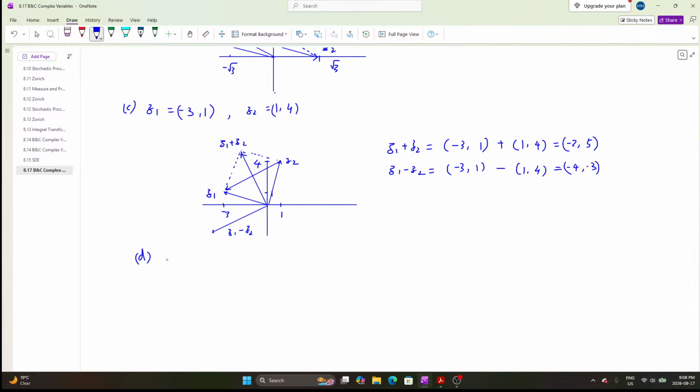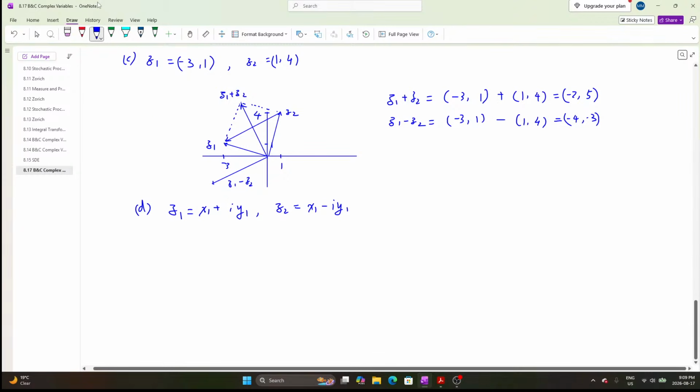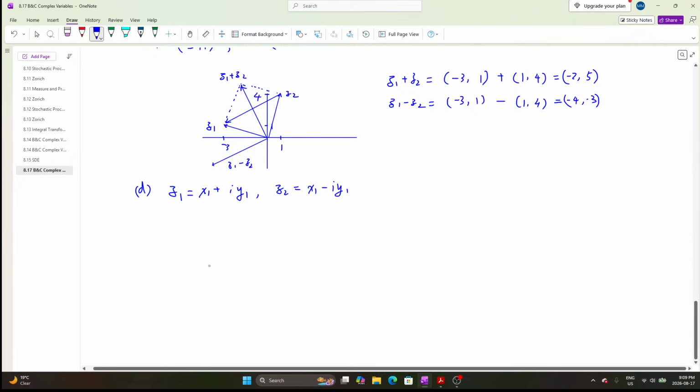So here you have D, which is Z1 equals x1 plus iy1. Once again, I apologize if my writing today is a little bit clunky because I just got a new mouse. I use a mouse to do the live streams, and I don't have a tablet, so this is just OneNote on Microsoft that comes with Microsoft Office.